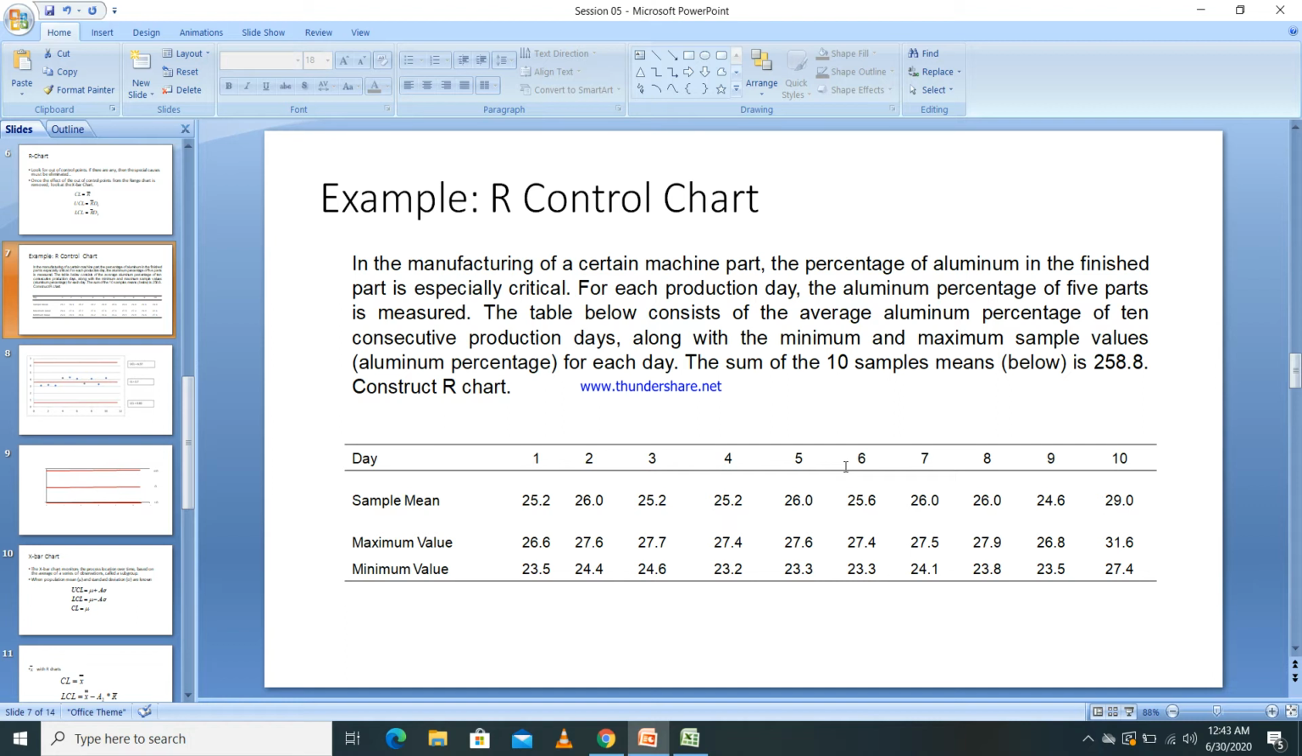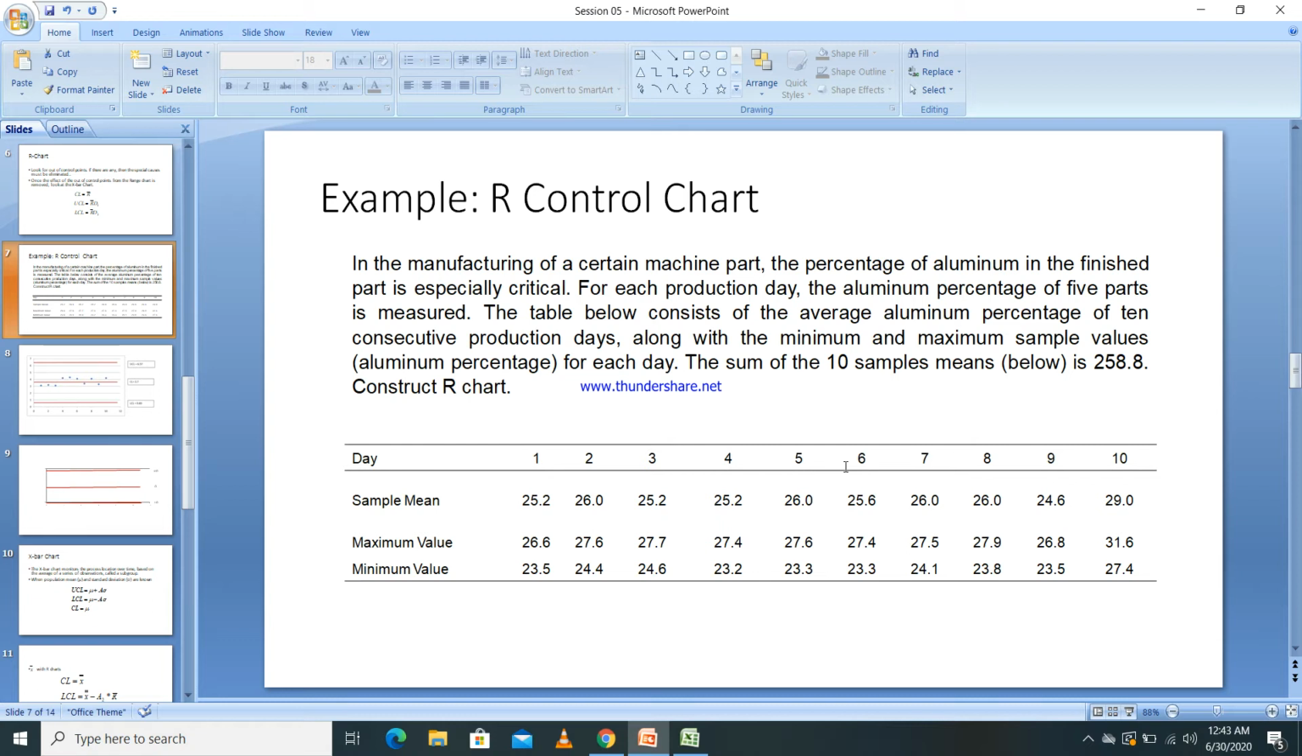So the question is, you have to construct the R chart and identify whether your process is in control or out of control. So how are you going to do this, right? First you have to understand your problem. Now in this case, what is the problem? Your process is that you are manufacturing a machine part.